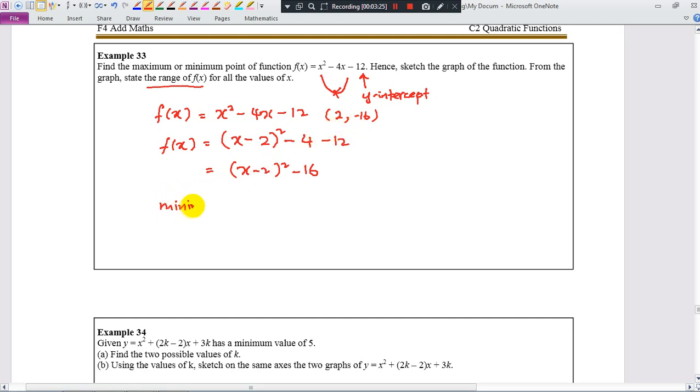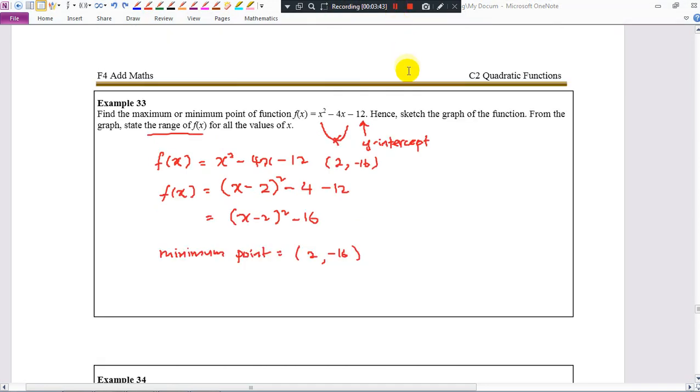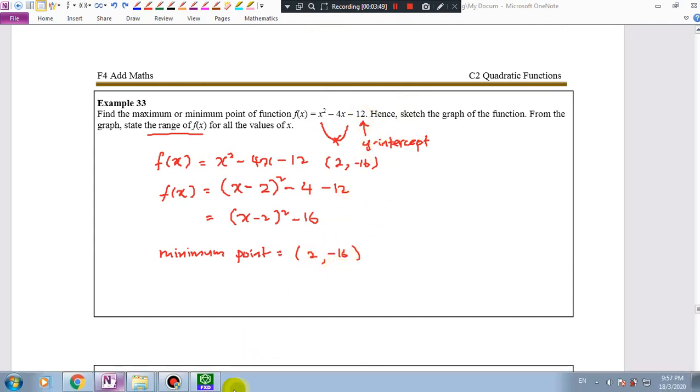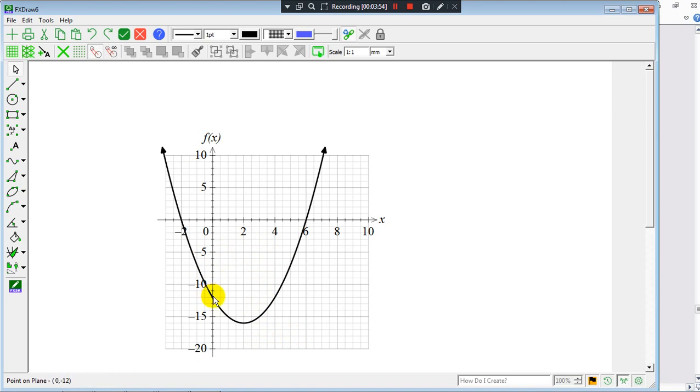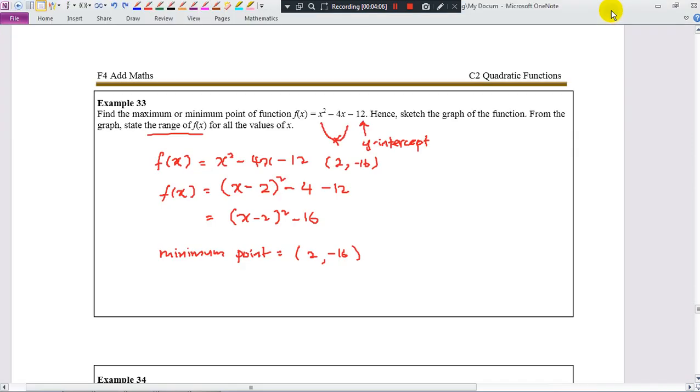Okay, then right over here, the minimum point is (2, -16). So how to sketch a graph? I think I will just use software to sketch for you, so the graph looks nicer. Okay, just wait a minute. Okay, so the y-intercept is negative 12, and you have (2, -16). The graph will look like this. Negative 12 and (2, -16). And here, how do we get the points here? (-2, 0) and (6, 0). Remember it.